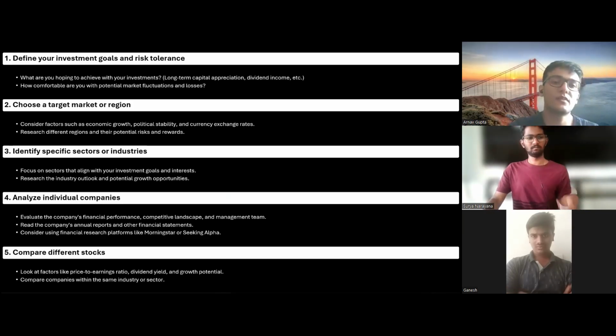Second, choose a target market or region. Consider factors such as economic growth, political stability, and currency exchange rates. Research different regions and their potential risks and rewards.